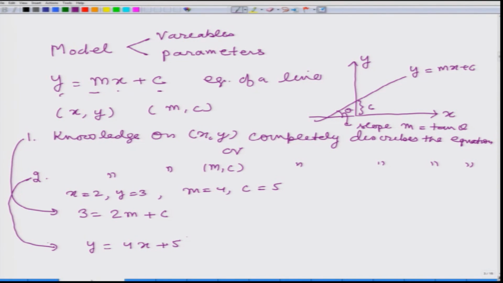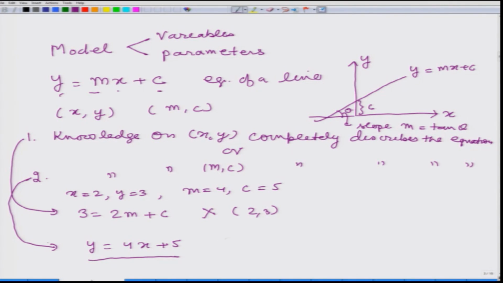Now, I have these two equations. Can you say which of the equations completely describes the line? Well, the first is not describing a line, because the values of m and c are unknown to us, and it is only telling us that there is one point, 2 and 3, that is all. On the other hand, this equation tells us everything about the line. It gives us complete information about the line.